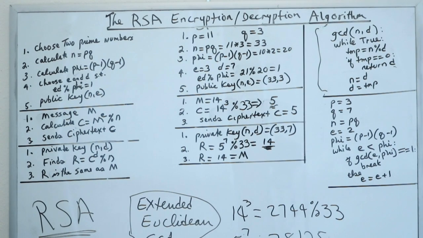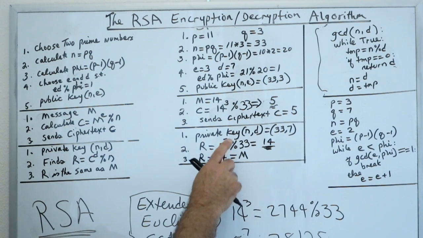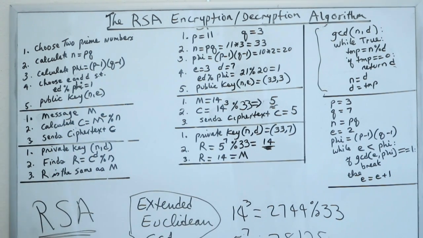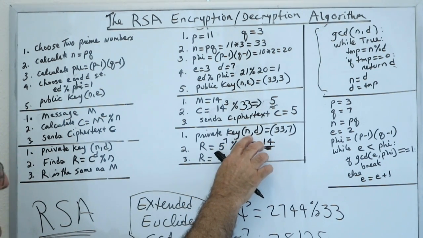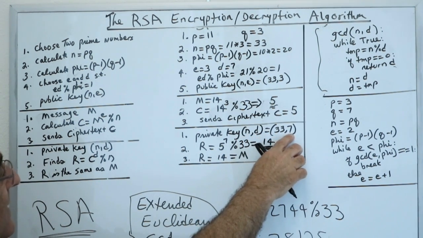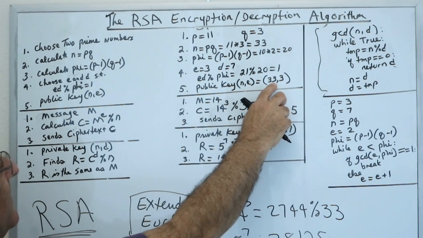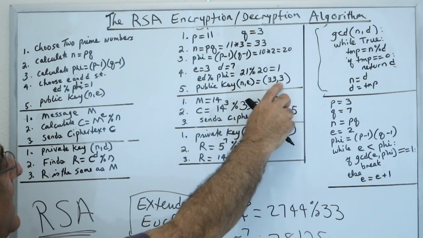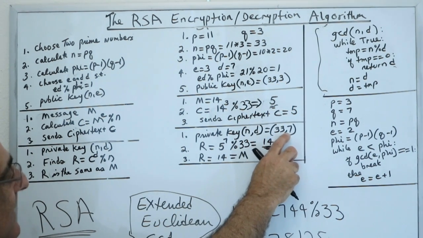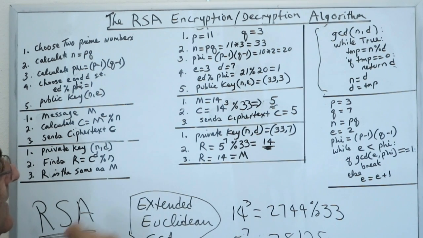Bob receives this message, which is encrypted, and it is 5. So it needs to be decrypted. So we get a key here, and I wrote the steps on the left side of this board. So you get the key, and it is going to be n and d, 33 and 7. Notice the private key is n and d. The public key is n and e. So they are basically telling me which is private and which is public.